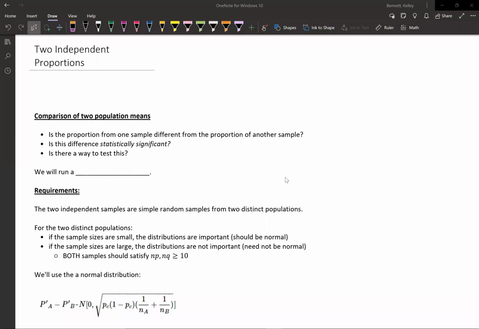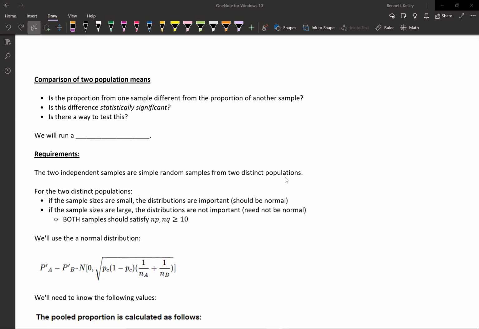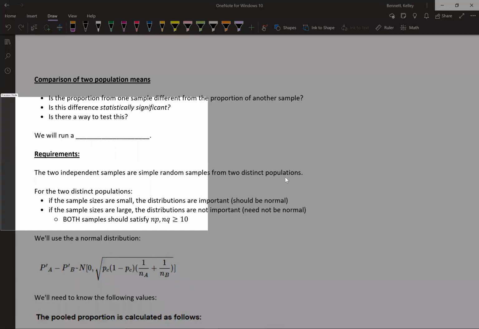In this lecture video, we're going to cover two independent proportions. So we want to ask the question, is the proportion from one sample different from the proportion of another sample? And is this difference statistically significant? So we're going to test this using a z-test. And if you recall from confidence intervals and from testing for a single proportion, whenever we're dealing with proportions, we're always using a z-test.